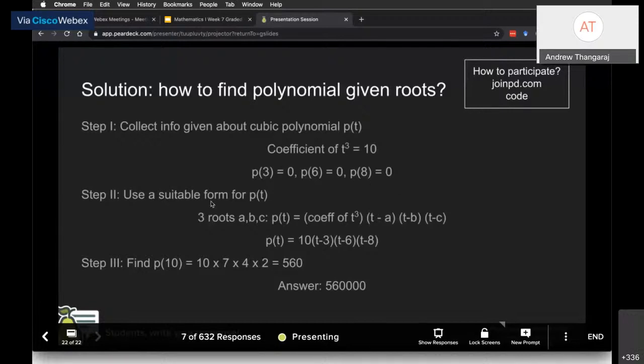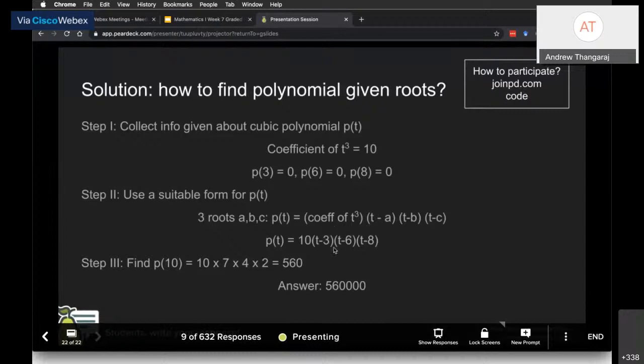It turns out there is a form for any polynomial P of t which has all roots given. So for instance, for a cubic polynomial, if you give 3 roots a, b, c, you can write the polynomial itself as the leading coefficient times (t minus a) multiplied by (t minus b) multiplied by (t minus c). So this is the central idea. Once you get this form, everything is very easy.